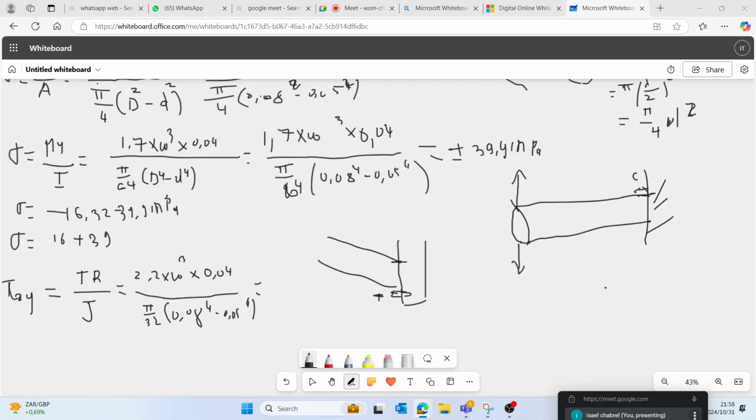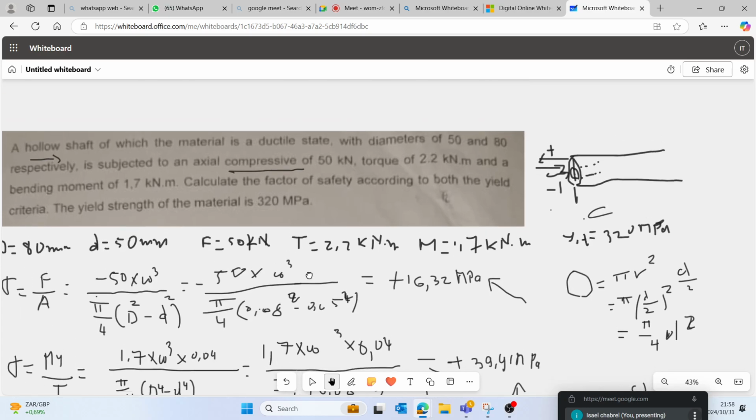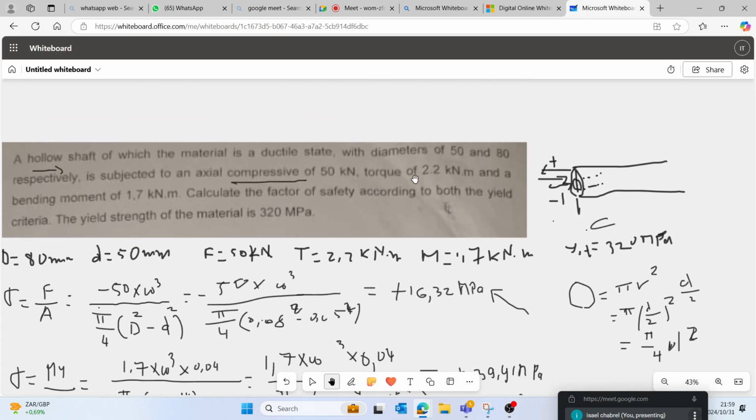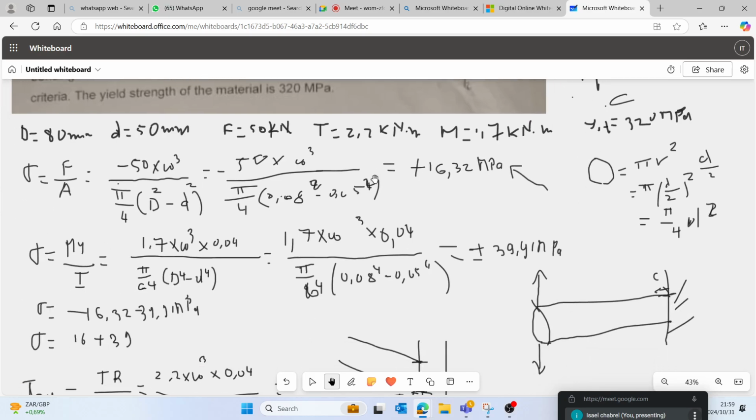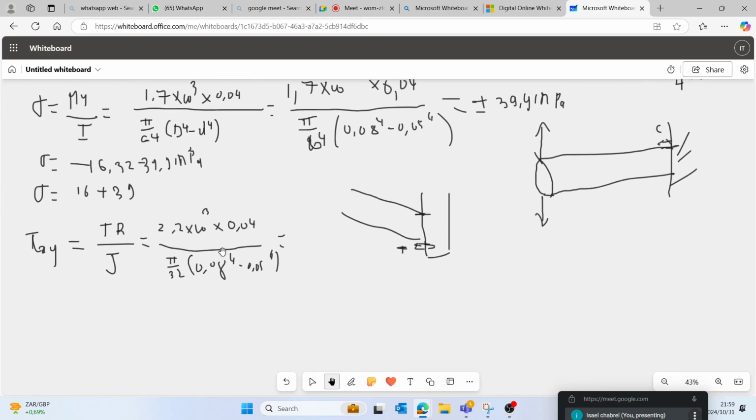Hey, my brother, where did you get that 55? Where did I get the torque value? Was it in the question? Yes. Okay, is it 2.2, right? It's 2.2. Okay, sure. 2.2 times 10 to the 3.